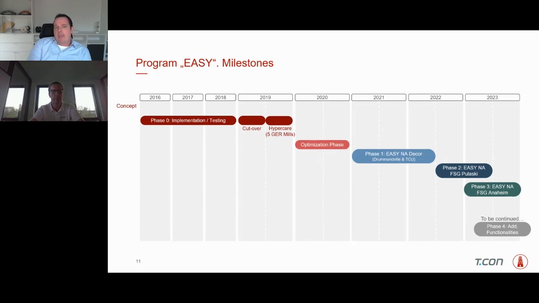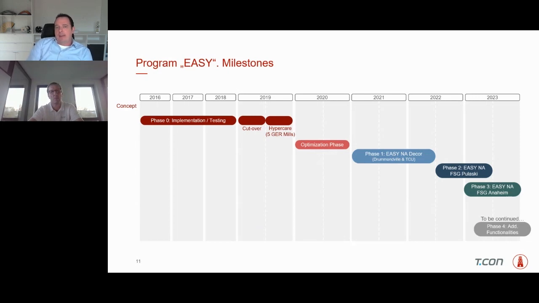I mentioned that we have 12 production mills worldwide. We decided within EASY that we will go live with all our German mills, which are 5 plants which we have in Germany. And after the go live, we had a hypercare phase of about 6 months.